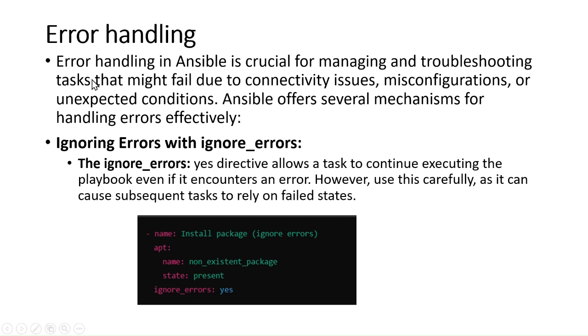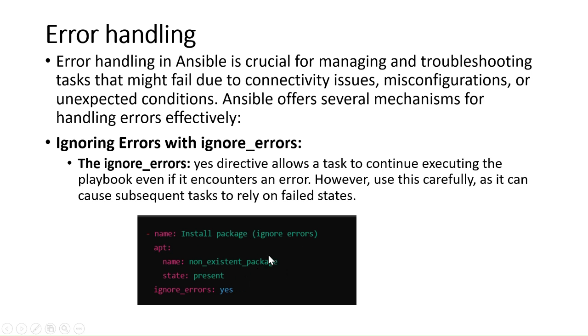Fine. So in error handling, what they are telling is that error handling in Ansible is crucial for managing and troubleshooting tasks that might fail due to connectivity issues, misconfiguration, or unexpected conditions. Ansible offers several mechanisms for handling errors effectively. Fine. So ignoring errors with ignore_errors. For example, the ignore_errors directive allows a task to continue executing the playbook even if it encountered an error. However, use this carefully as it can cause subsequent tasks to rely on failed stages.